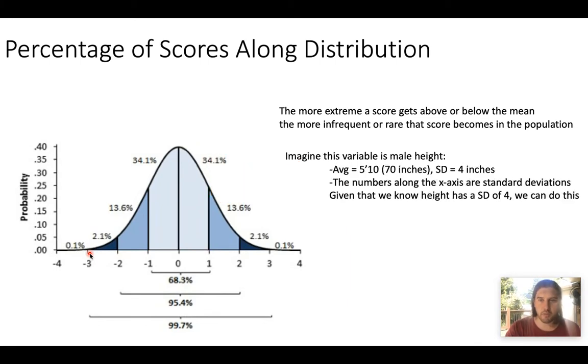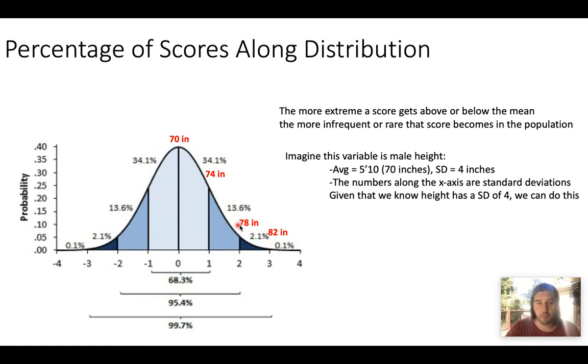So let's do that here really quickly. If our mean is 70, and our standard deviation is 4, then the positive side of our curve looks like this, such that I can now make the claim that 34.1% of men are between 70 inches and 74 inches, which comes out to 5'10" to 6'2".